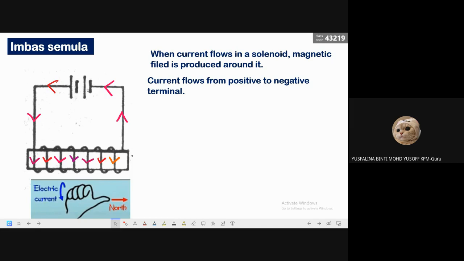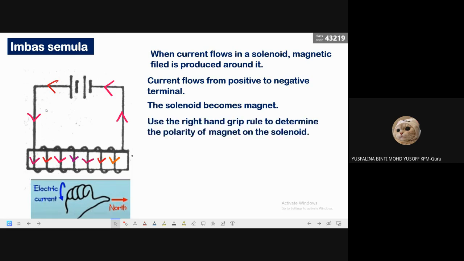So the current also has a magnetic field. The current flows from the positive to the negative terminal, which we already know. So the solenoid becomes a magnet, and you can use the right hand grip rule, which is the one I mentioned just now. Your thumb shows the north.